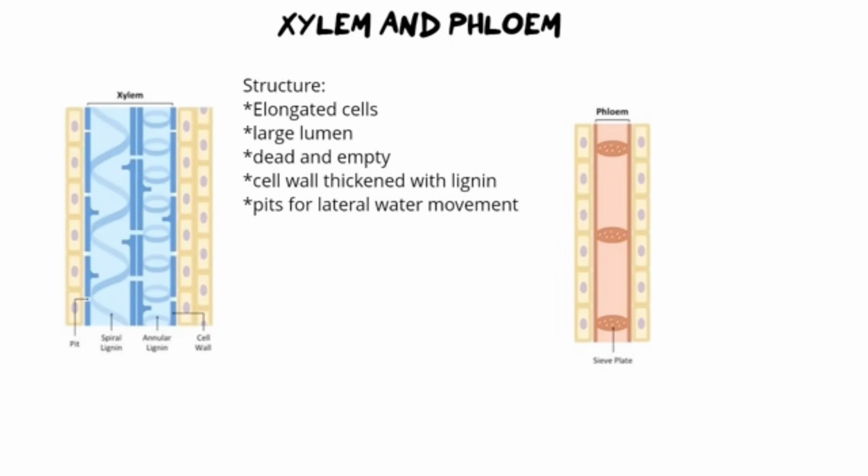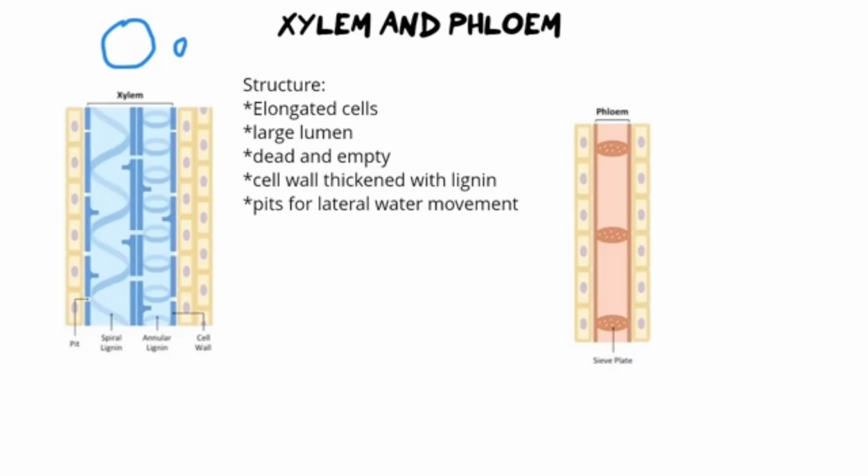If we focus in on the main structure points of xylem, it has elongated cells, which means they're long and thin. A large lumen literally means that the hole or the opening is quite large. In other words, it's quite big. So that's a large lumen versus a smaller lumen. They're dead and empty, and so there's nothing inside of them.